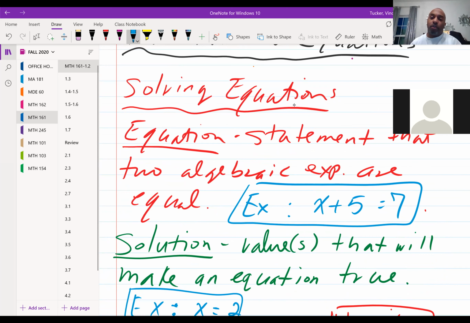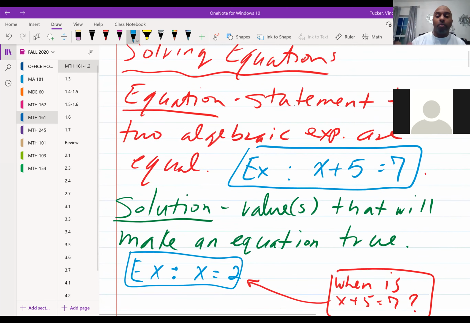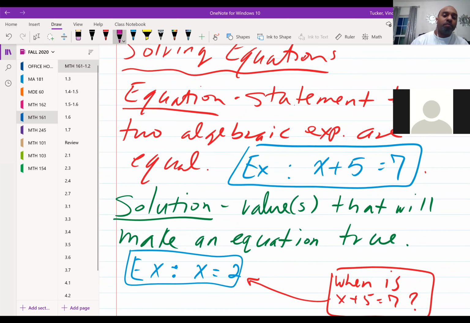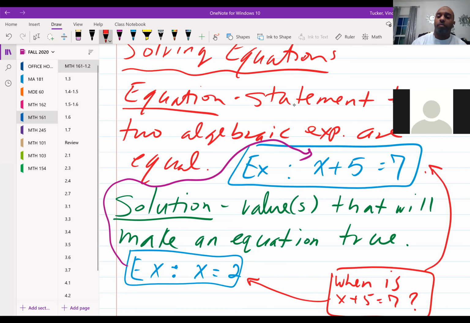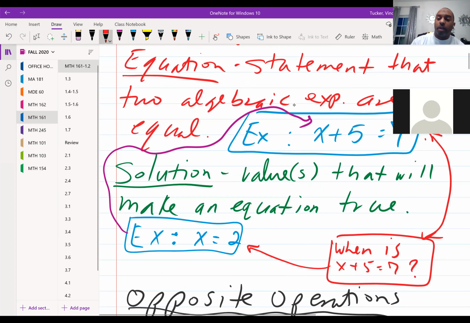A solution is going to be a value or values that will make an equation true. So x equal to 2 is the solution for this equation. If you were to plug in 2 into that equation for x, 2 plus 5 is equal to 7. So whenever you're going to solve, you want to ask yourself, when is x plus 5 equal to 7? Or when is your statement true? The answer is when x is equal to 2. So you're always trying to ask, whenever you're trying to solve, when is that statement true? That will be the answer to that question, or the solution for that equation.